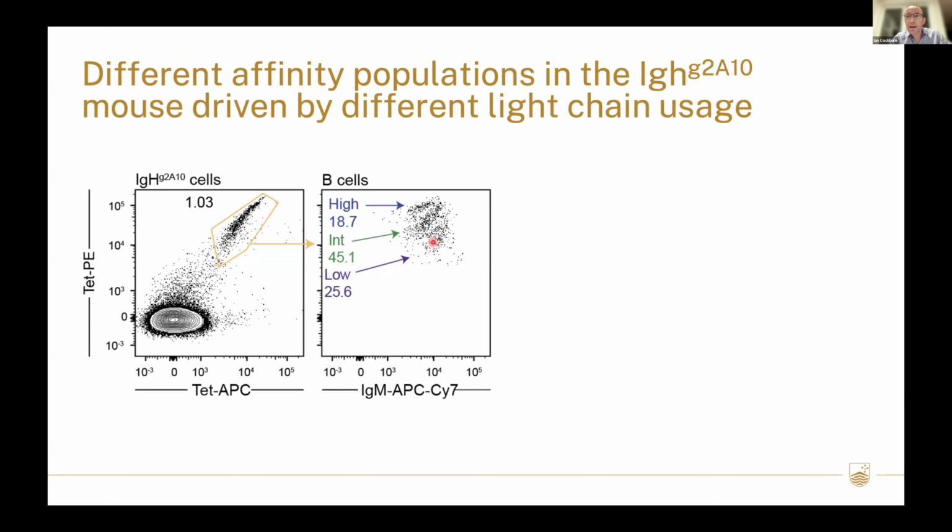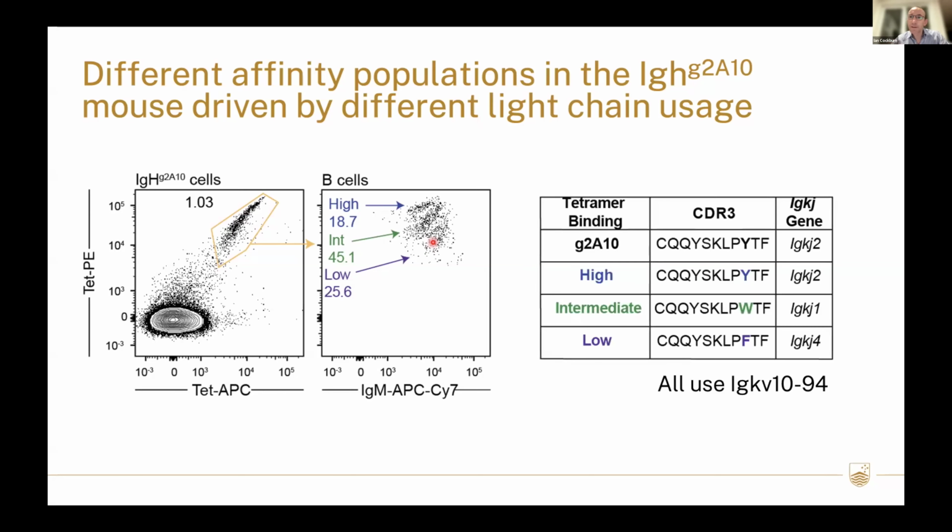We guessed at that time that this was due to the use of different light chains. And sure enough, these different populations are not very different light chains at all. They all use this kappa 1094 light chain, but they pair it with different J's, and that results in the presence of different aromatic amino acids in the light chain CDR3. So we have this mouse right away, which has these 3 different populations that we can track.